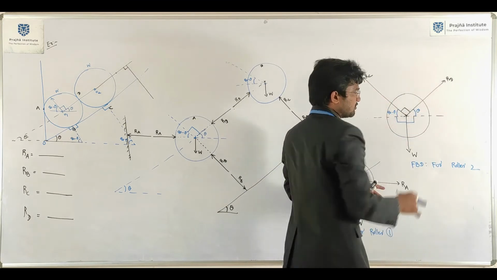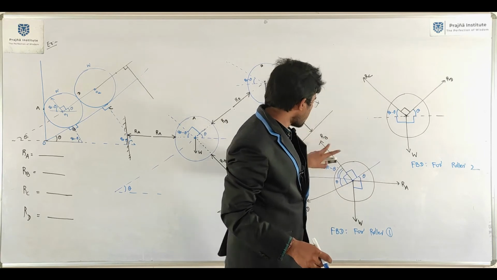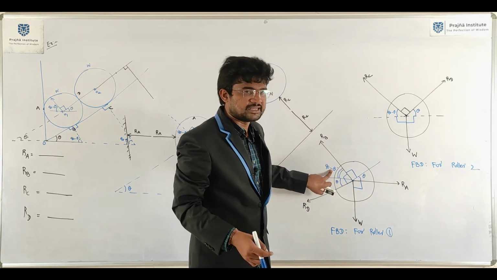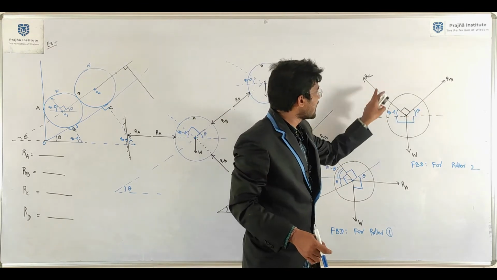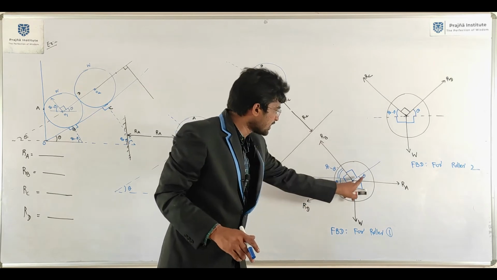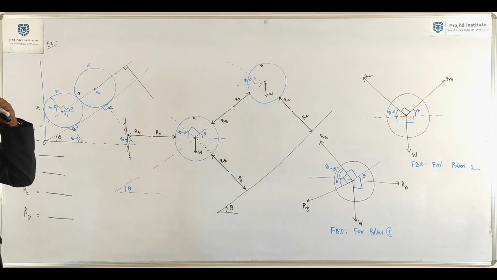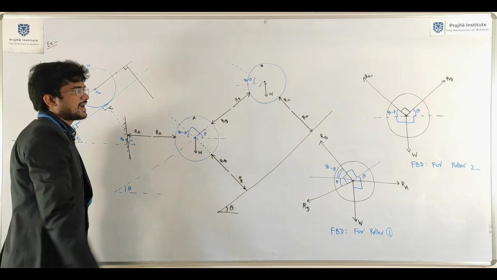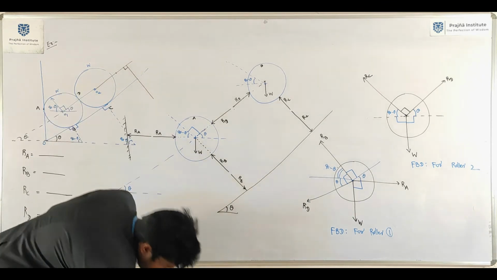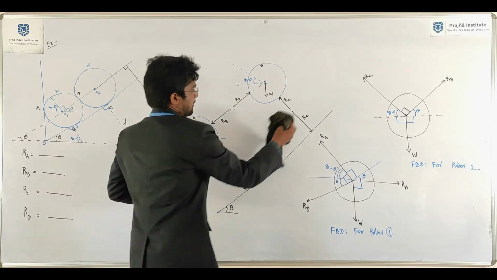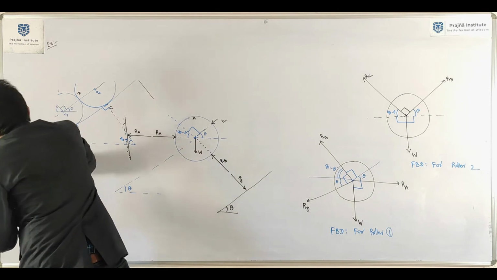RD making an angle theta with the horizontal, RC making an angle 90 minus theta with the horizontal. RC and RB both are making 90 minus theta with the horizontal. RD and RB perpendicular, RD and RC perpendicular. That's it, just from the geometry. Free body diagram for roller 1, free body diagram for roller 2. Understood? Now just apply equilibrium equations.